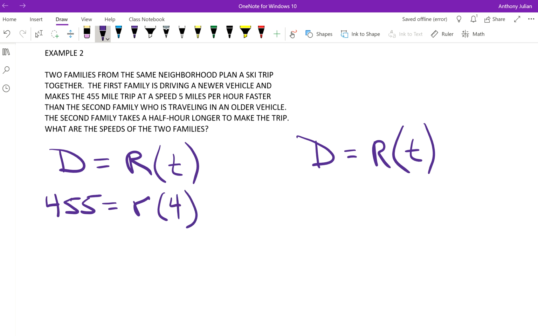Okay, we don't know what the time is. It does say something about the second family takes a half an hour longer to make the trip. All right, so this is good so far. This is all the information we have for sure. The second family, here, I'll write that, second family, and this is the first family.